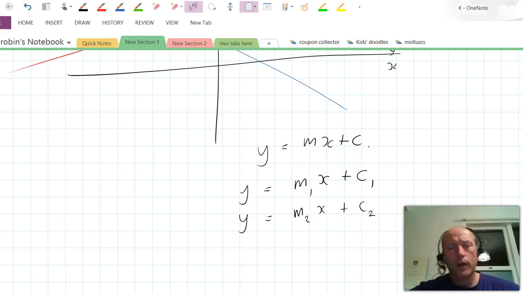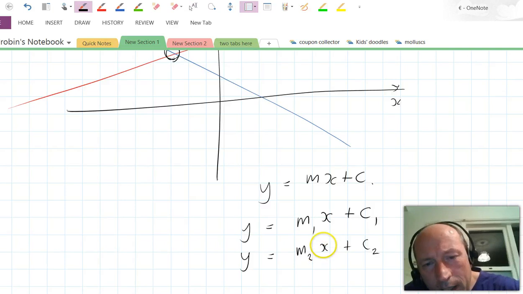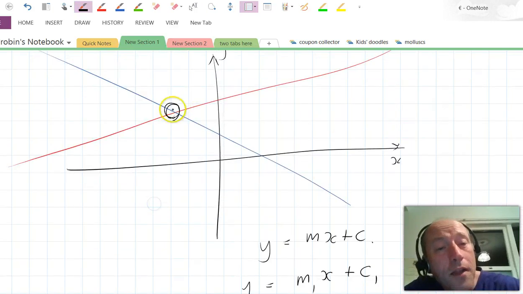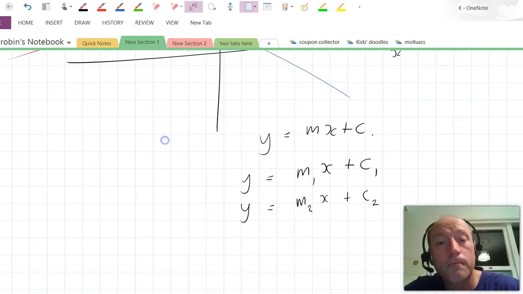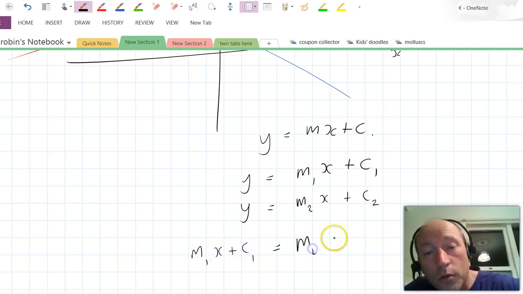Okay, so how do we figure out where they meet? Well, we know that when they meet, the x coordinates match. We don't necessarily know where that is, but we know that this x value and this x value are going to be the same, and also the y values are going to be the same, because at that point the x and y coordinates match. That's what it means to meet at a point. So I'm going to solve these equations here. I can just set that equal to that. I can say m1x plus c1 equals m2x plus c2.